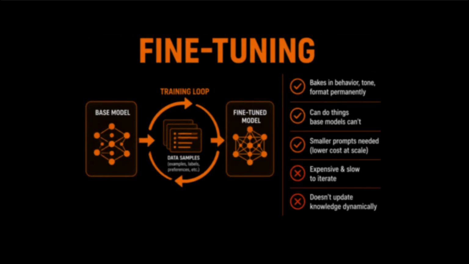Fine tuning changes the model itself. You take a base model and train it further on your curated dataset, that is hundreds of thousands of examples of exactly the input output behavior you want. And now the model is different. It responds in your brand voice. It always returns JSON in your schema. It understands your domain jargon natively. This is powerful, but it comes with real costs: time, money, and iteration speed. You just don't fine tune whenever you want.